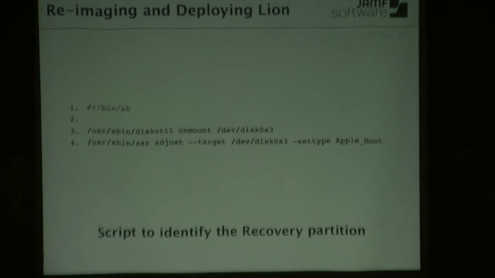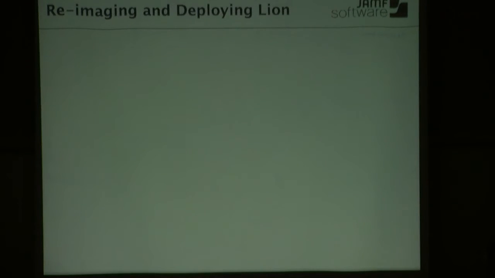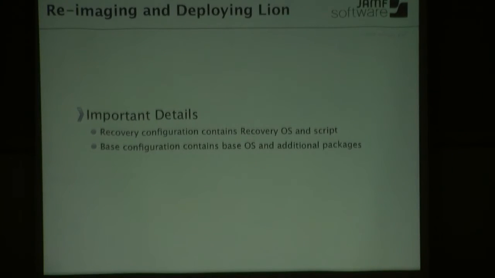Now, once we've put those two pieces together, we've got the Lion install and we've got the recovery partition install. As soon as we deploy those, we want our post-install scripts to run, which at the end would unmount the drive so it wouldn't be visible anymore, and it would set the setup type for the disk to be Apple boot. That's required so it knows that it's a recovery partition and knows how to treat it, makes it invisible, and everything. So we want to be sure to set that. Some things to note, it's just the recovery OS and the script. Make sure you've got that in there.